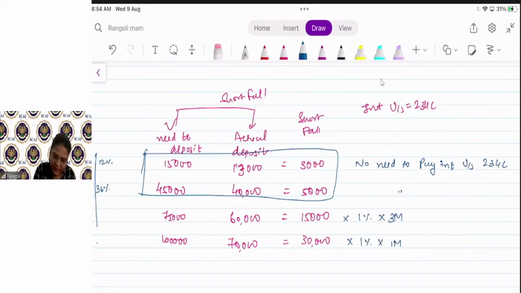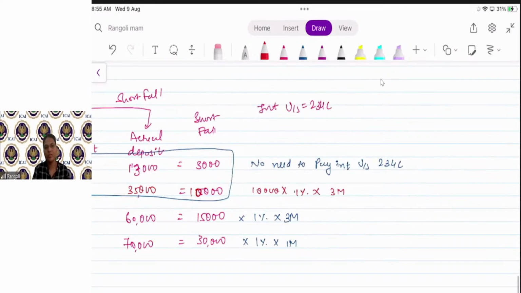Now say for example, instead of 40,000, the amount is 35,000. So there is a shortfall of 10,000 and it is less than 36%, right? So here interest is 10,000 into 1% into 3 months. So the interest under section 234C is leviable here for 1% into 3 months, here 1% into 3 months, here 1% into 3 months, here 1% into 1 month.